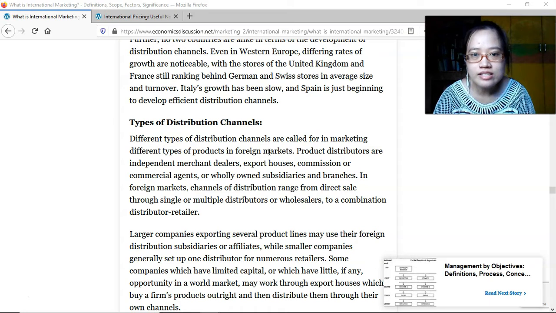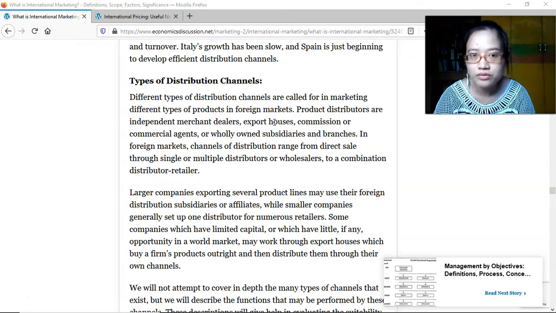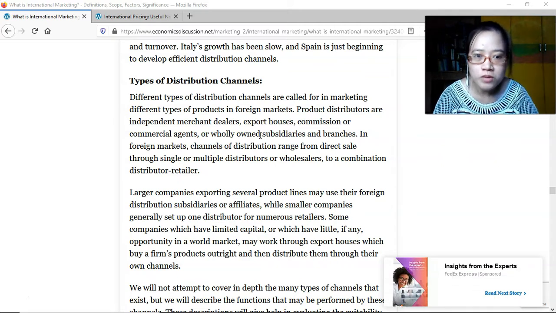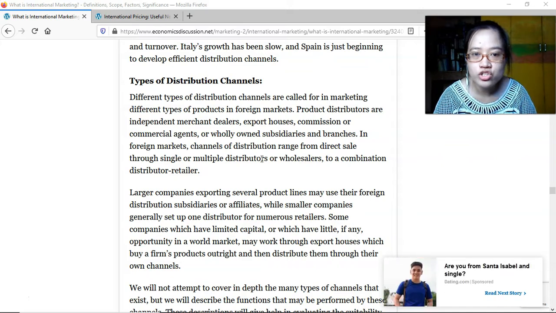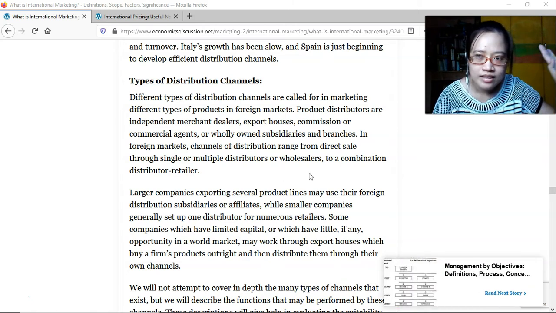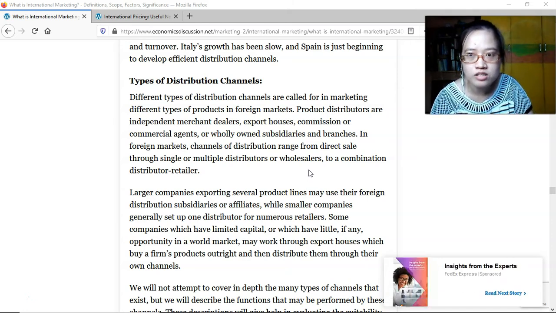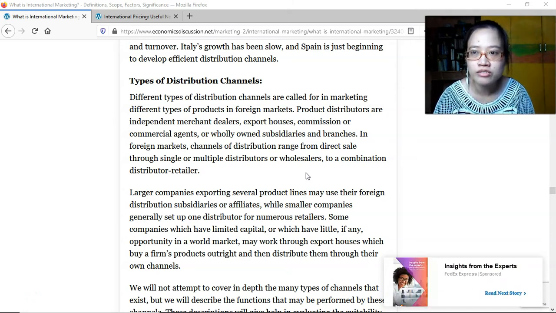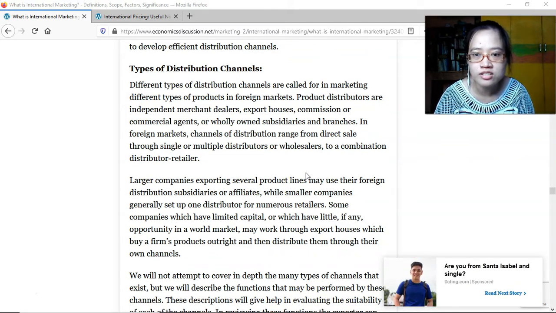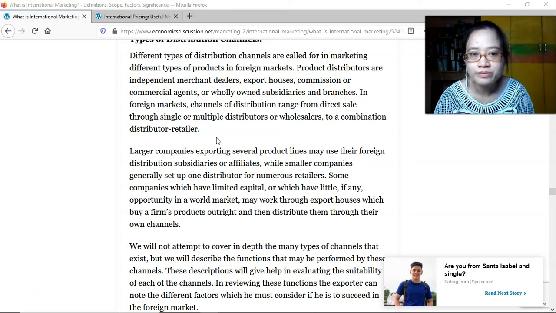Types of distribution channels called for in marketing different types of products in foreign markets. Product distributors are independent merchant dealers, export houses, commission or commercial agents, or wholly owned subsidiaries and branches. In foreign markets, channels of distribution range from direct sale through single or multiple distributors or wholesalers. So sometimes transport companies would have exclusive distribution rights, but others could be non-exclusive, in which case they could get the services of other distribution channels or distribution companies as well.